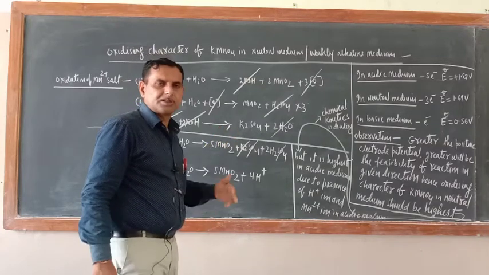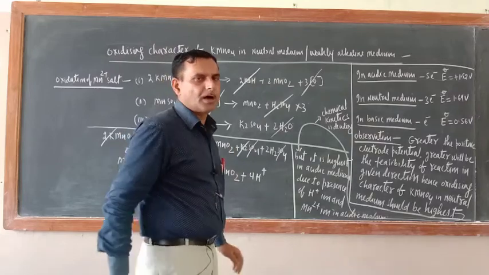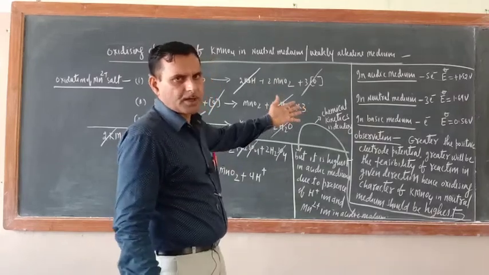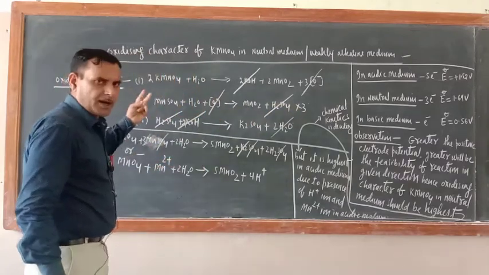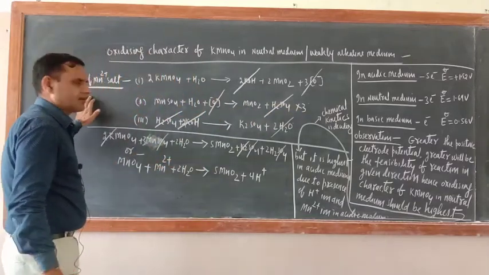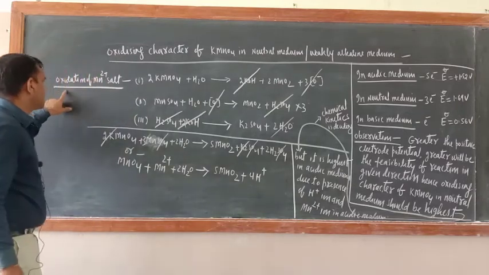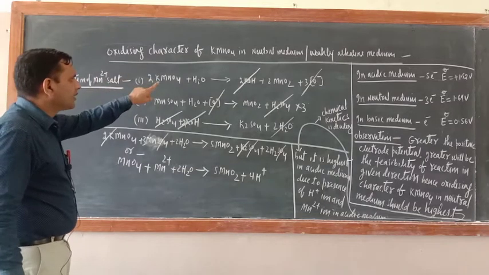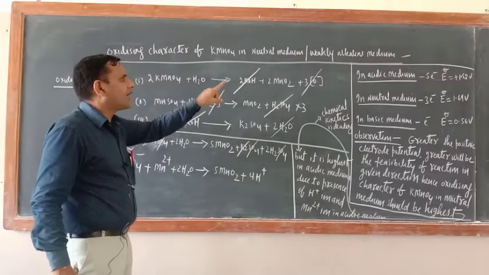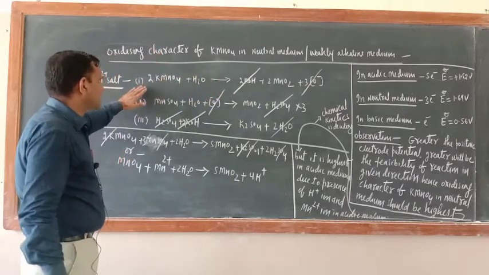Like oxidation of sodium thiosulfate, S2O3 2- ion, isn't it? Sulfate is the product. Okay. So yesterday we discussed so many things. One salt was left. Means oxidation of Mn2+ salt in neutral medium or weakly alkaline medium by KMnO4.